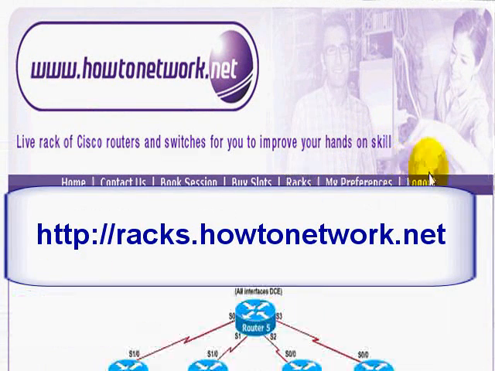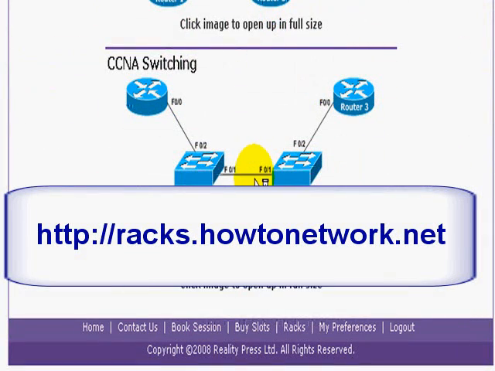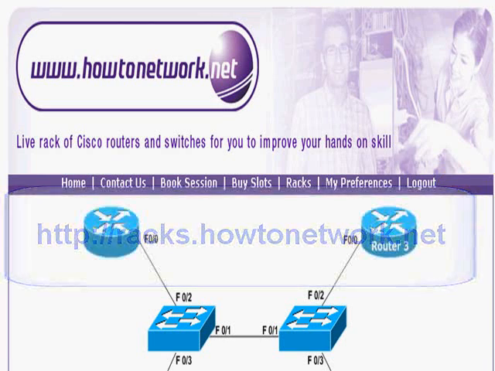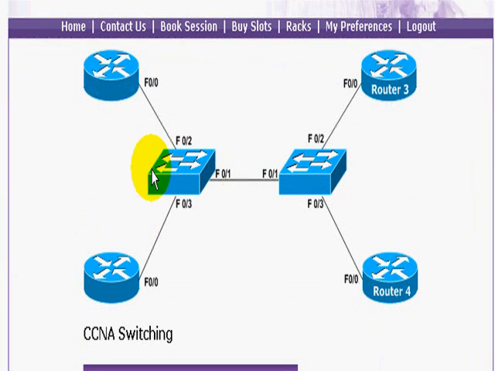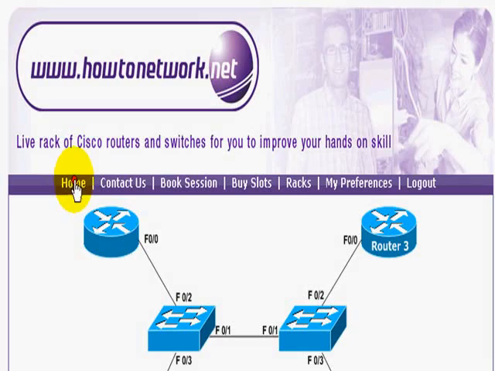You can configure this rack on racks.howtonetwork.net. There's a topology here especially for you to be able to configure VLANs and trunking across VLANs and lots of other things as well. So if you don't have access to two switches and three or four routers, this is a good place to get access.